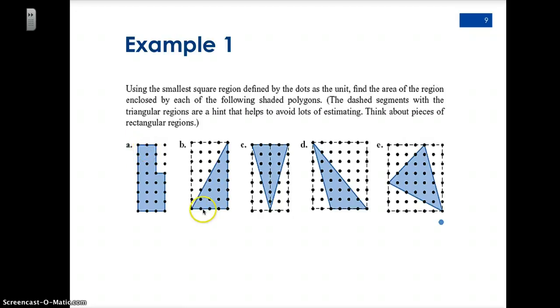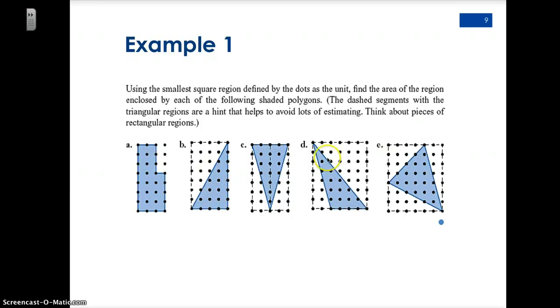For this triangle here, you've got to remember the area of a triangle is 1/2 base times height, so you could count down 1, 2, 3, 4, 5, 6, 7. Don't count the dots, count the segments. 1, 2, 3, 4. 4 by 7 is 28, and 1/2 of that is 14. So that's how you find the area of the triangle.